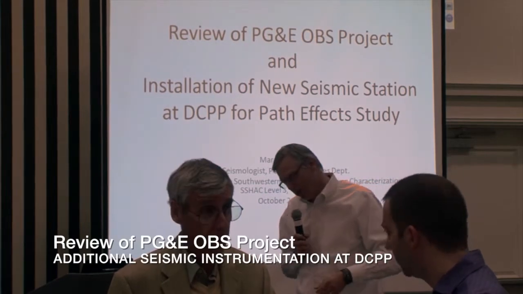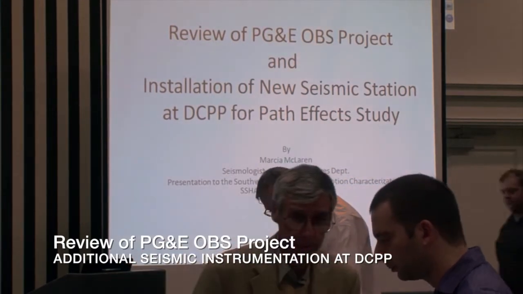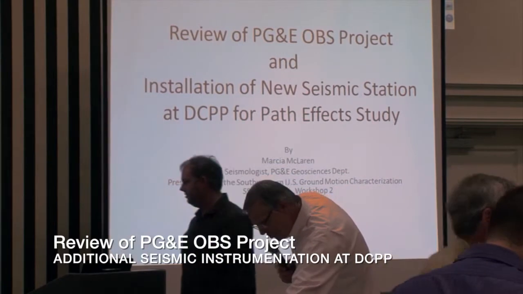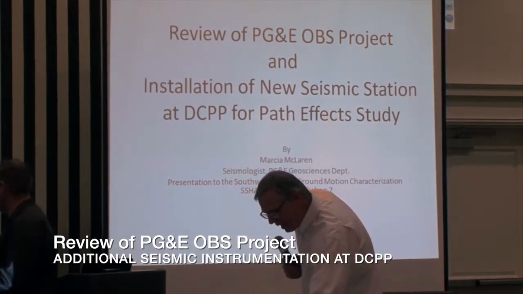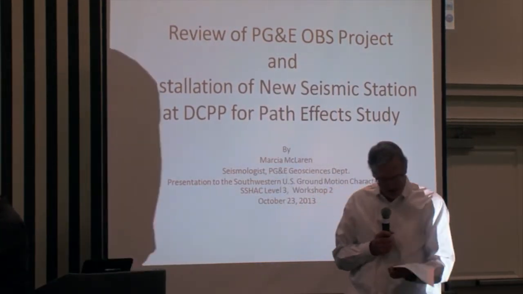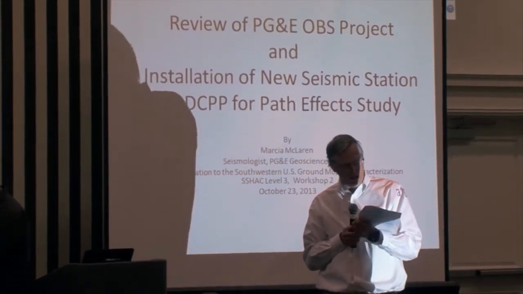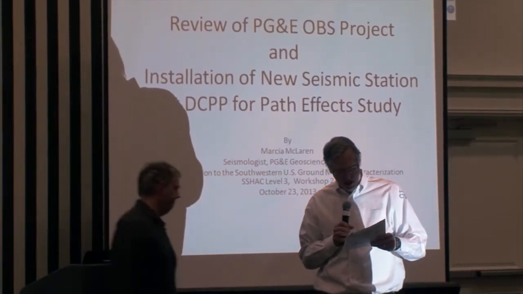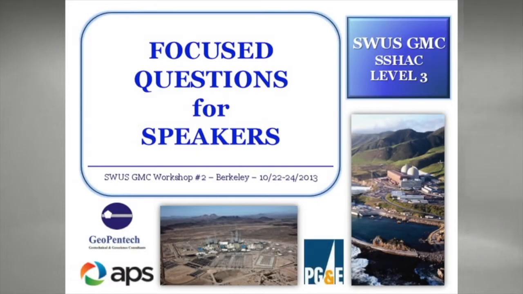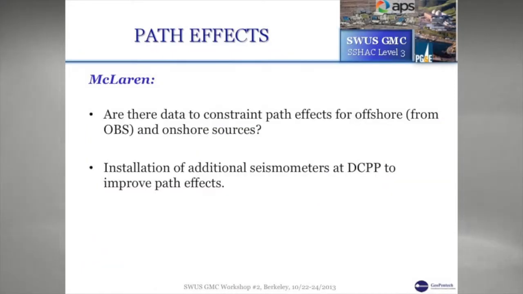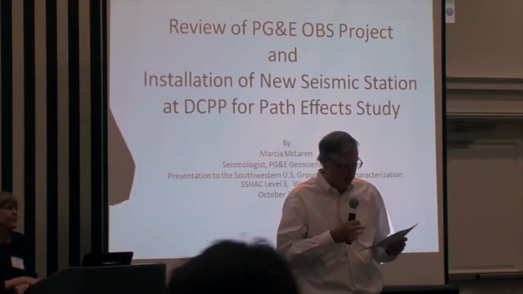Okay, we're going to start talking about data that could be used to look at path effects. First at Diablo Canyon in terms of some new instrumentation that has been installed that Marcia is going to talk about, and then we will go to looking at the differences of really Q in Arizona versus Southern California and potential impacts on the ground motion model. So, Marcia. I'm ready. Thank you.